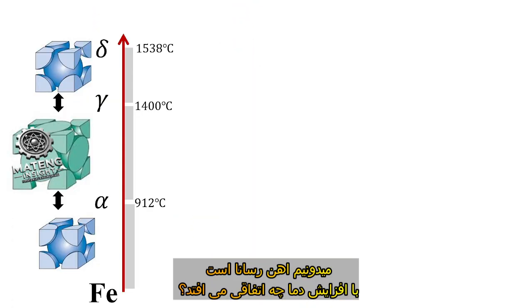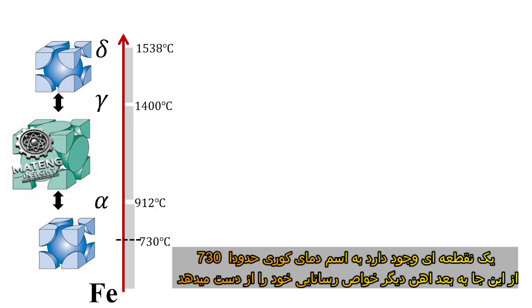We already know that ferrous is conductive. What happens when the temperature increases? There is a point called Curie temperature, about 730 centigrade. After this point, ferrous loses its conductivity properties.